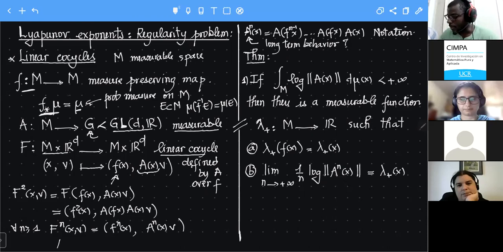So this is a product of matrices. You take A at each x, you associate a matrix A of x, and you look at the product of A along the orbit of x. So this theory started around 1960 by this theorem of Furstenberg-Kesten.